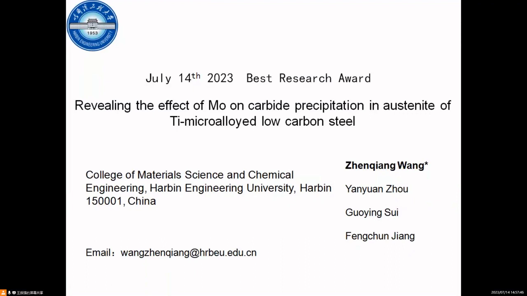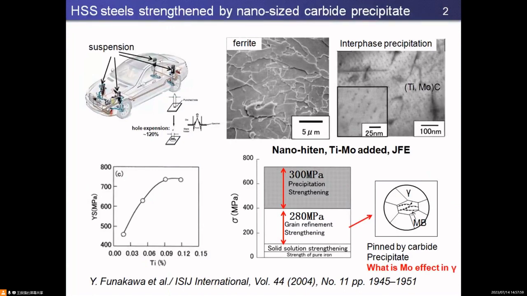My topic focused on the effect of moly on carbide precipitation in austenite of titanium microalloyed low carbon steel. In 2004, a high-strength steel nanohydrate was developed by JFE Corporation Japan. This steel has been massively produced, in million tons per year.